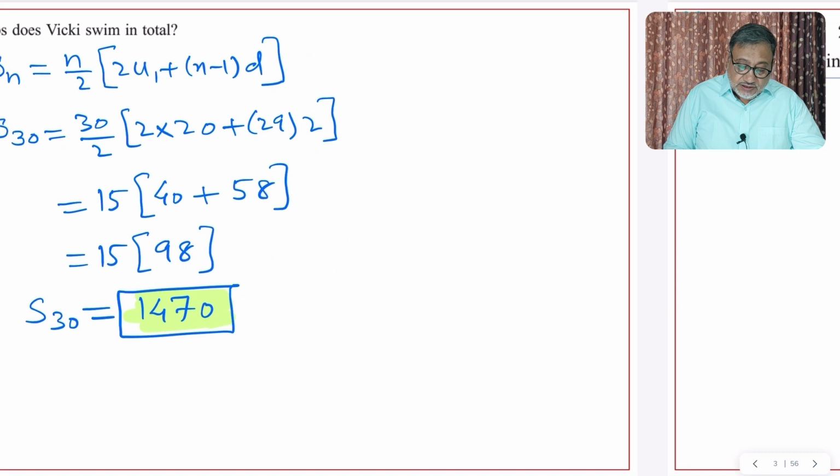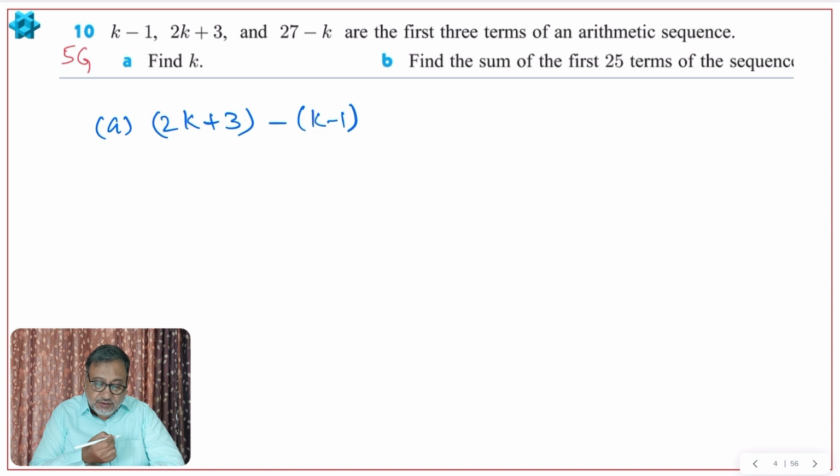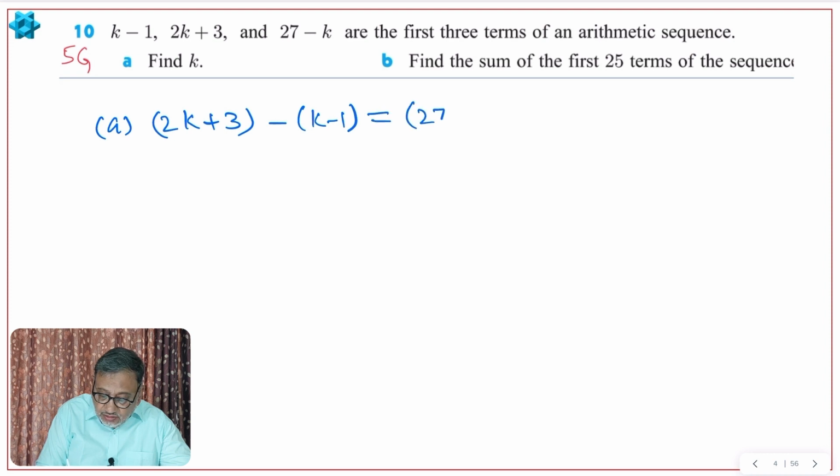Let us see the next question. It says k minus 1, 2k plus 3 and 27 minus k are the first three terms of the arithmetic sequence. Find k. Because they are in arithmetic sequence, there will be a common difference. So the second term 2k plus 3 minus the first term k minus 1 is equal to the third term 27 minus k minus the second term 2k plus 3.